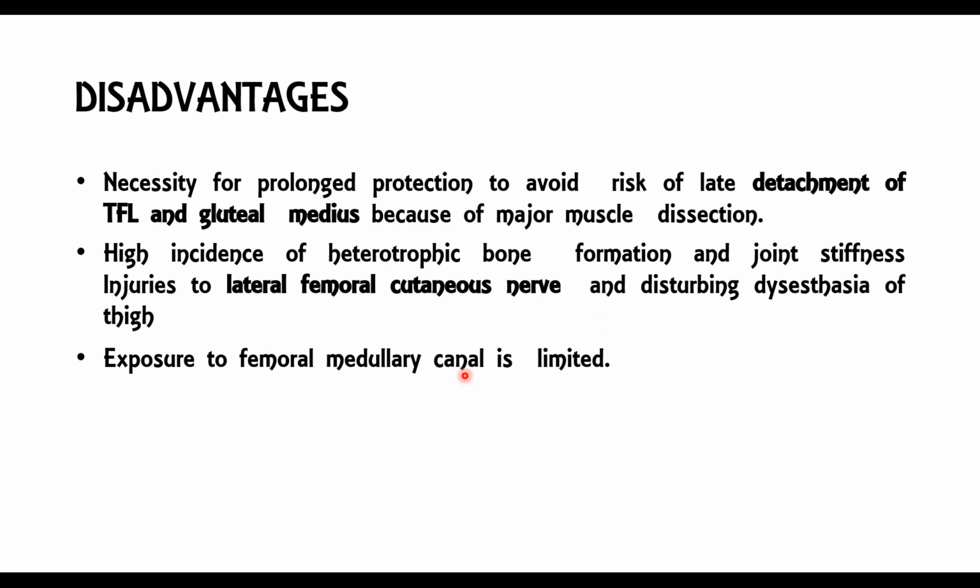So we have seen the position, then the superficial dissection, and deep dissection of the internervous plane. You have seen the uses, the indications, advantages, disadvantages. What are the structures endangered? Nerves and vessels. These are the important points of the anterior approach to the hip joint.